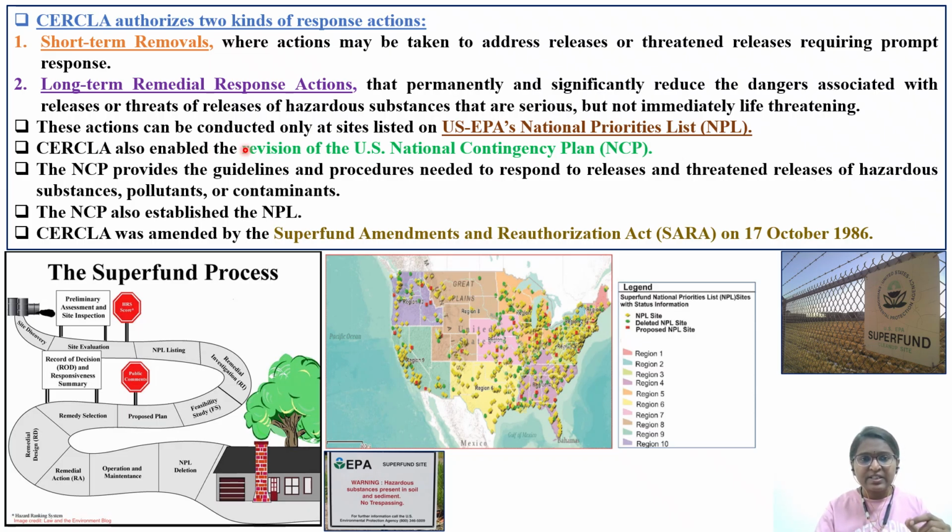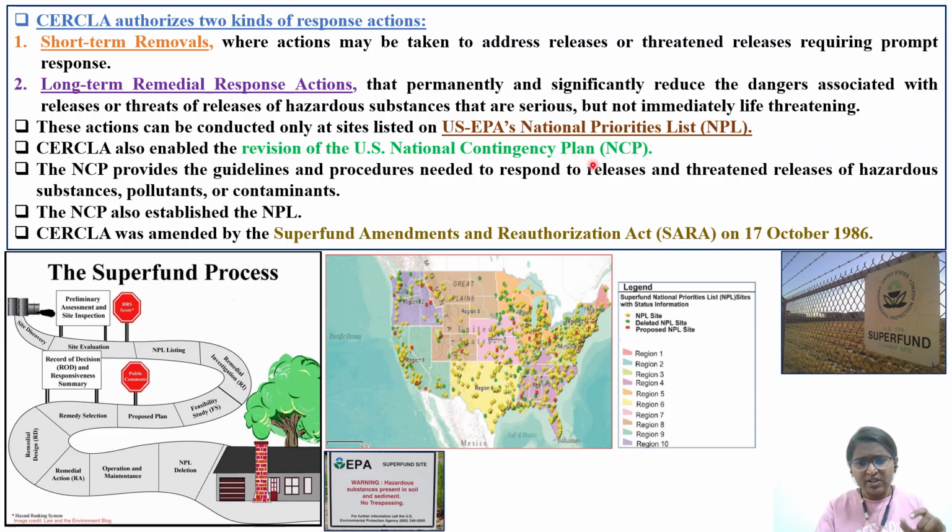Then these actions can be conducted only at sites which are listed on the US EPA National Priorities List. As I told you, they will identify. The yellow color regions are NPL sites. The green ones are those which have been deleted from the NPL once the cleanup program is done, and the orange or red ones are proposed NPL sites. Still some sampling is taking place, then they will decide whether these are to be included in the NPL or not. CERCLA also enables the revision of the US National Contingency Plan.